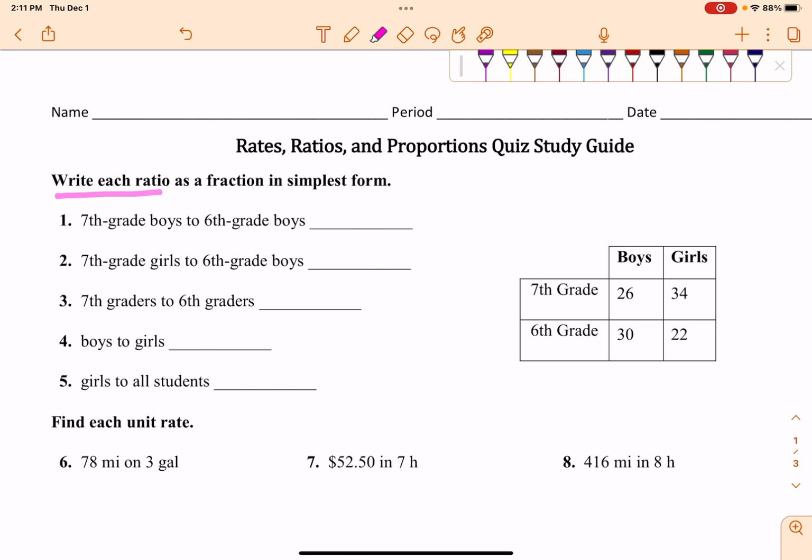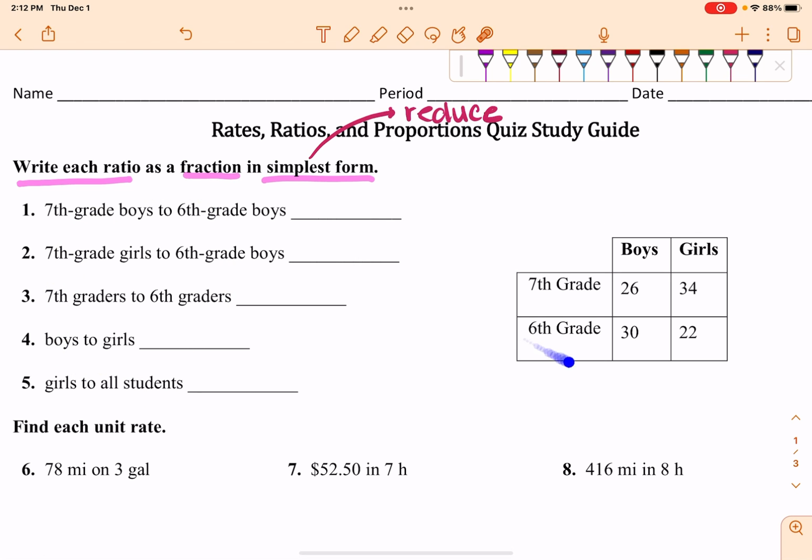First of all, they want us to write each ratio as a fraction in simplest form. Just remember, whenever they're talking about simplest form, that means you have to take that fraction and reduce it. You have to be able to check yourself and make sure you've got it as reduced as you can. If you're not really good at reducing, I can give you some hints as we go through this to help you out as well.